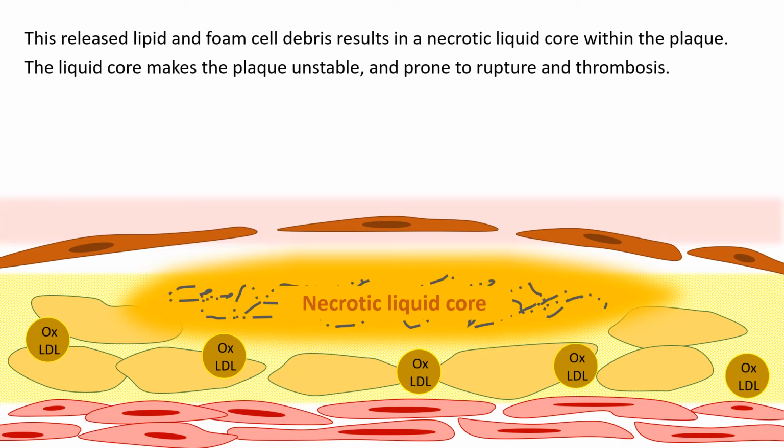This released lipid, and also, of course, the foam cell debris, gives us this necrotic liquid core. And this is our gruel or porridge component, the athero part. This necrotic liquid core forms within the middle of the plaque. Because it's liquid, it makes the plaque unstable. Because it's unstable, it's going to be more prone to rupture and therefore thrombosis.